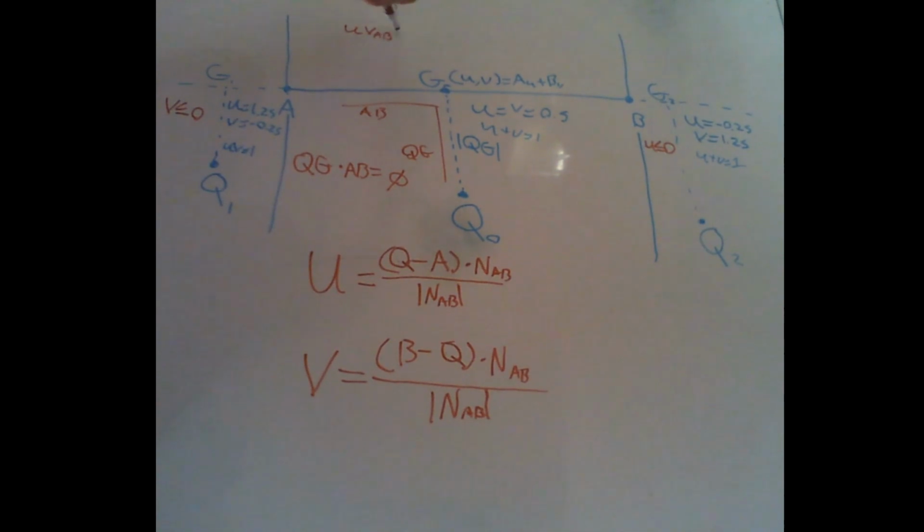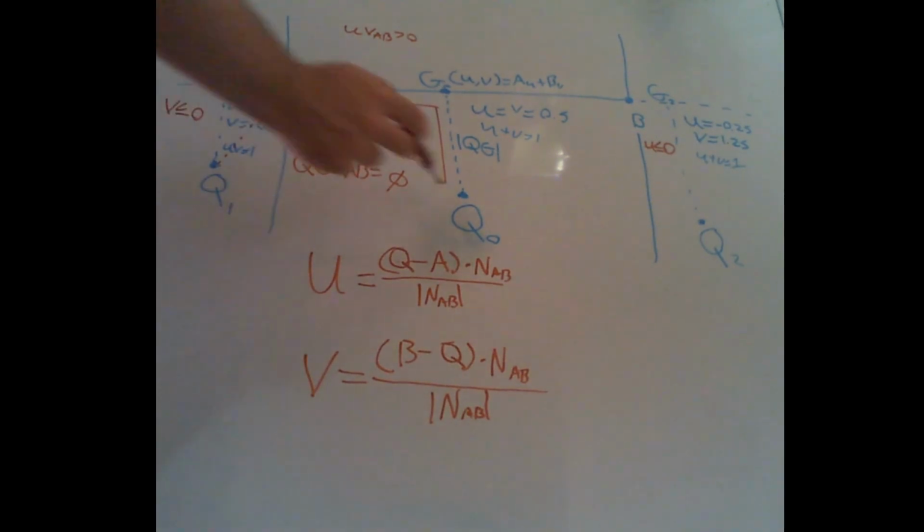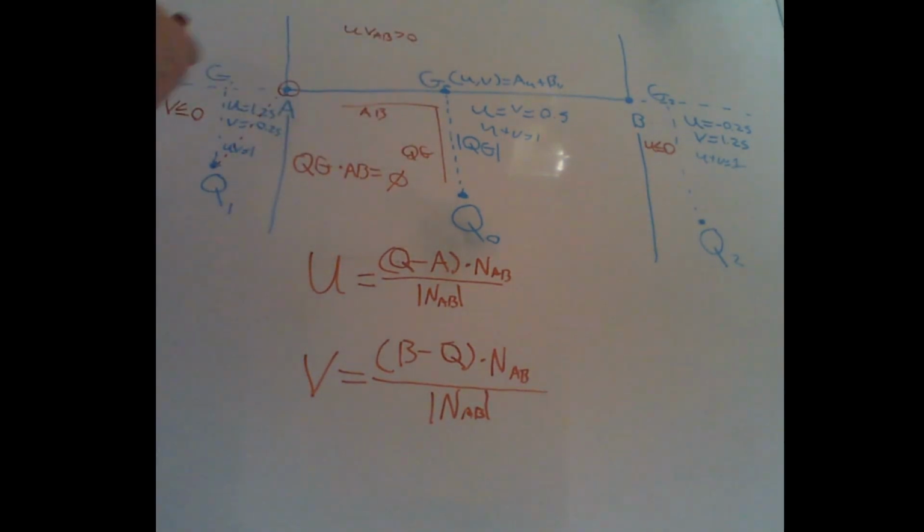However, if Q were to be here in edge region AB, then both U and V would have to be greater than 0 as they both provide some amount of contribution to the projection point G. And we return G directly as the weighted contribution of A and B as the closest point.